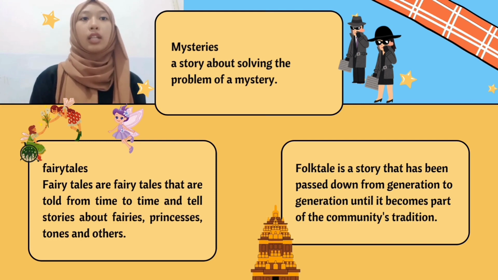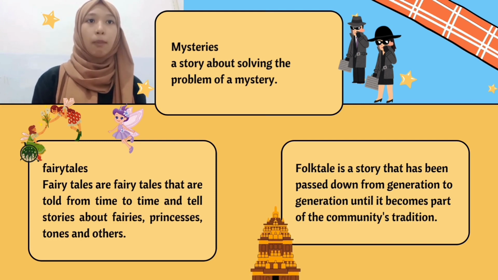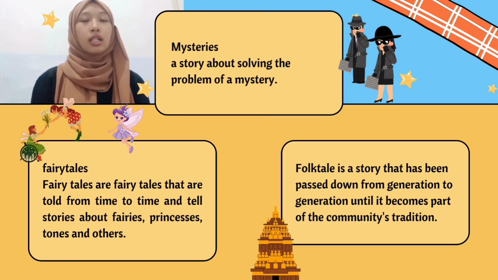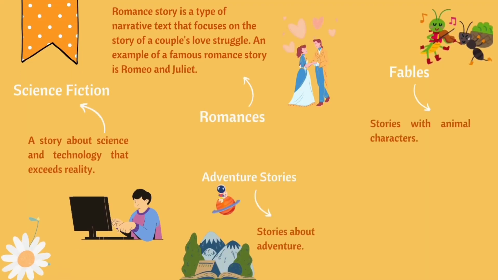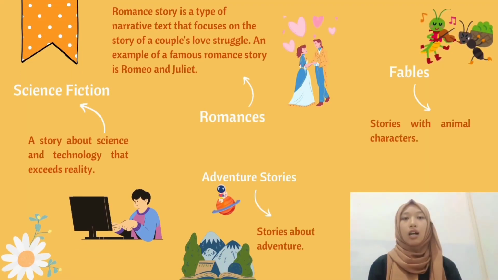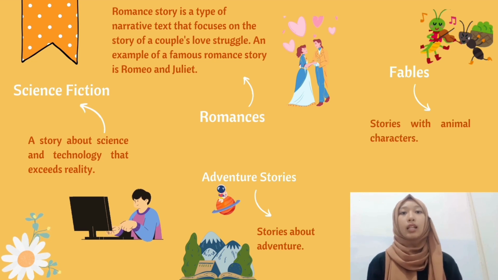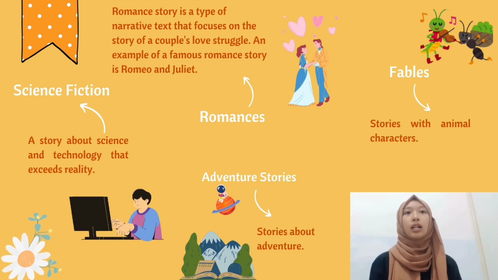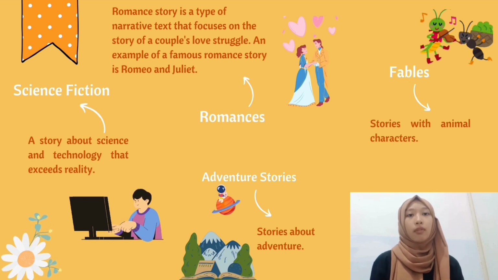And folktale. Folktale is a story that has been passed down from generation to generation until it becomes part of the community's tradition. Examples of folktales are Bawang Merah and Bawang Putih and the Legend of Robin Hood. Narrative text also has romance stories. A romance story is a type of narrative text that focuses on a couple's love struggle. An example of a romance story is Romeo and Juliet.